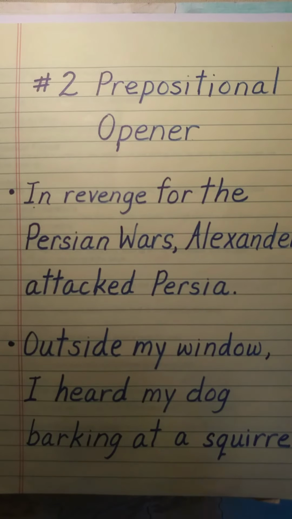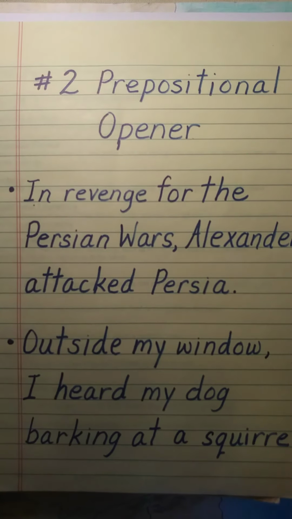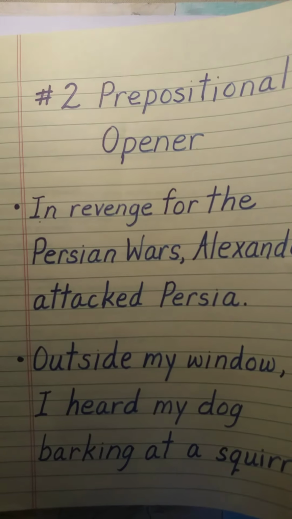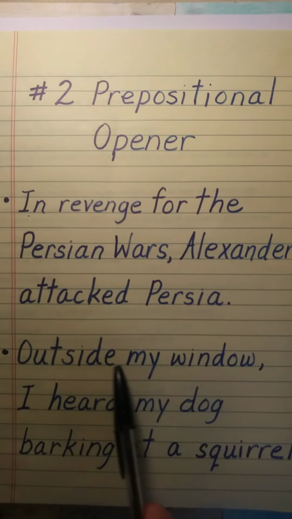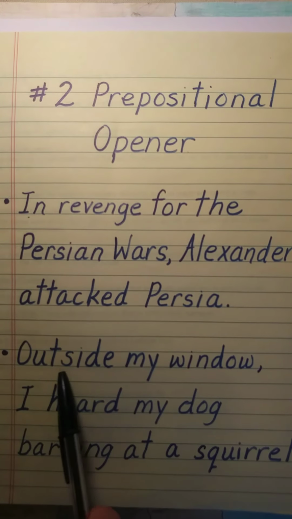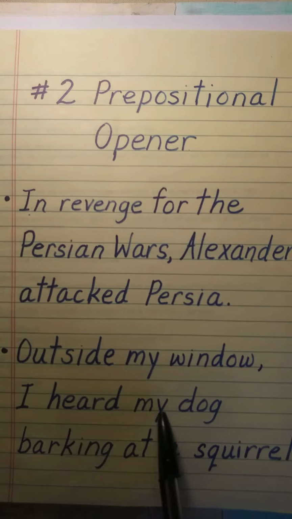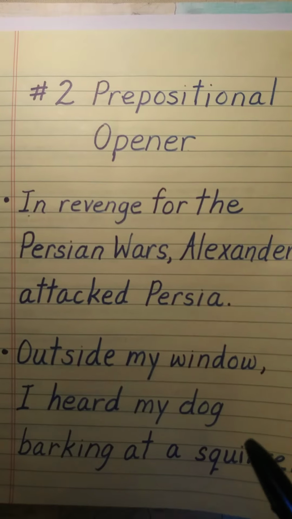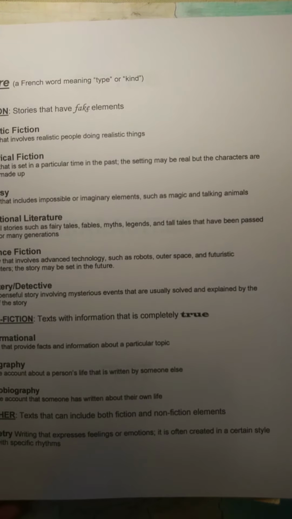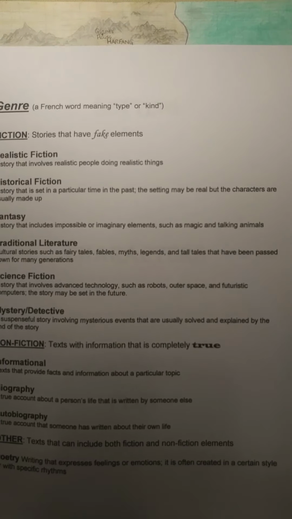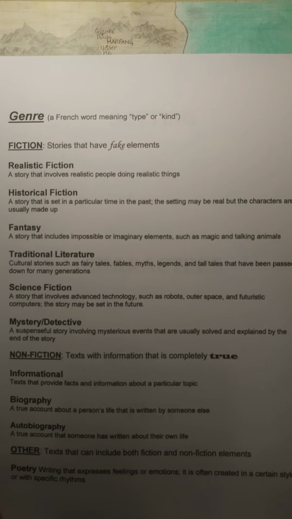I'm also going to provide a link to the ly adverb list in case you need some ideas for ly adverb openers. And again, outside my window, comma, that's the prepositional phrase. Outside is the preposition. I heard my dog barking at a squirrel. All right. So those are some things to make sure you include, but they will be on the checklist, and you can print that out with the link on the forum post.